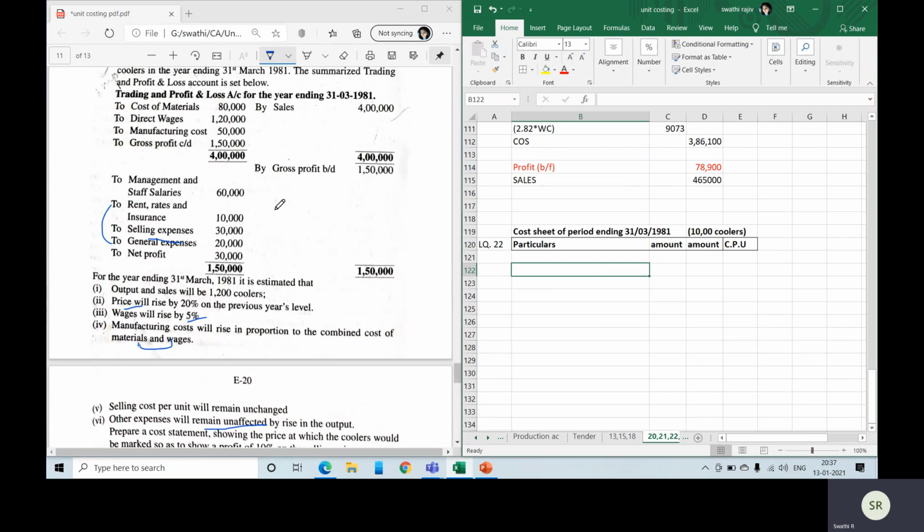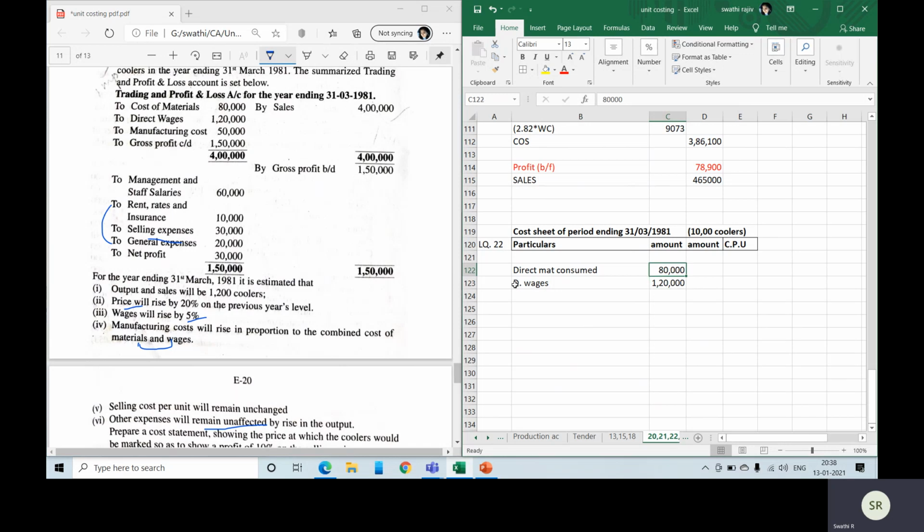So material directly. What do we do here? From cost of material, we are just going to bifurcate the same information from trading and P&L into a cost sheet. What will come under prime cost? What will come under cost of production? We'll just see materials consumed. Direct cost of materials are nothing but direct materials. It is 80,000. After which we have direct wages. Direct wages are 1,20,000. After that we don't have any other related expenditures.